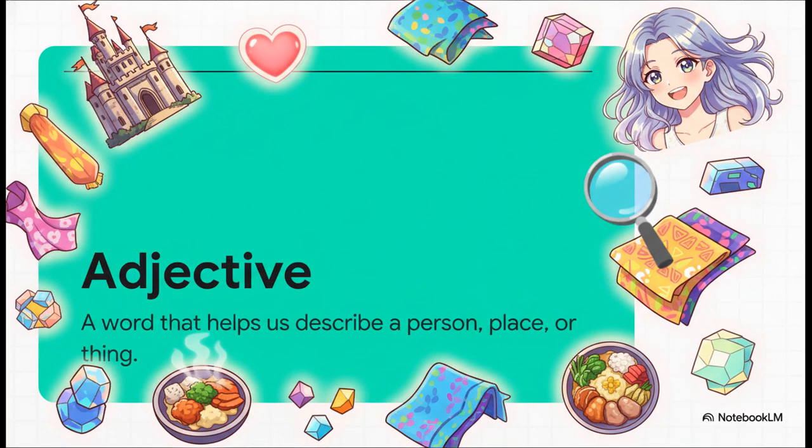And these powerful little words have a name, of course. They're called adjectives. An adjective is simply a word that describes a person, a place, or a thing. You can think of them as the seasoning you add to your language. They give it flavor and bring it to life.